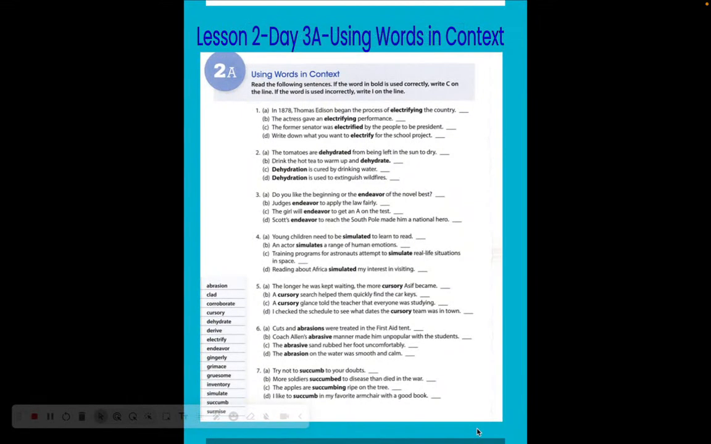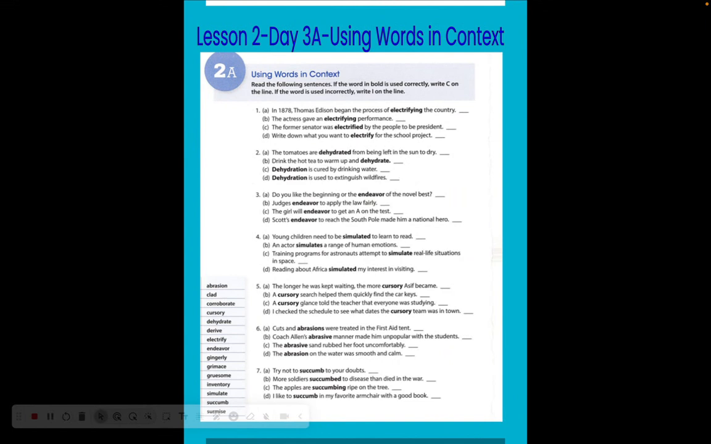Today we're going to work through Lesson 2, Exercise A. In your book, you're going to turn to this lesson. Lesson 2A is about using words in context. So today we're going to read the following sentences with the word in bold and determine if it's used correctly.